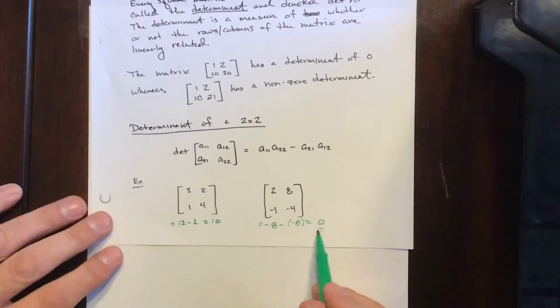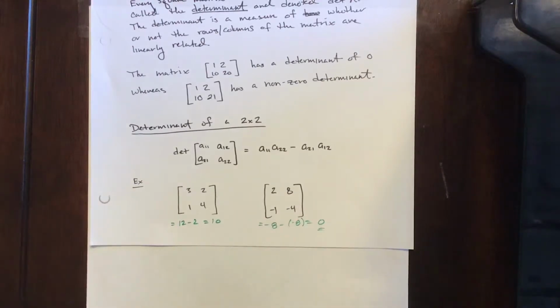Okay, so we just made that comment above that whenever the determinant is 0, the rows and columns are related to one another. What's the relationship here? Well, it looks like if I were to multiply row 2 by what? Negative 2, I would get row 1. Okay, there you go.